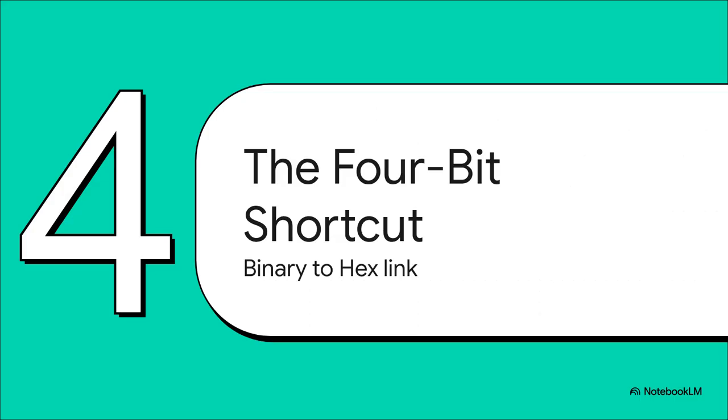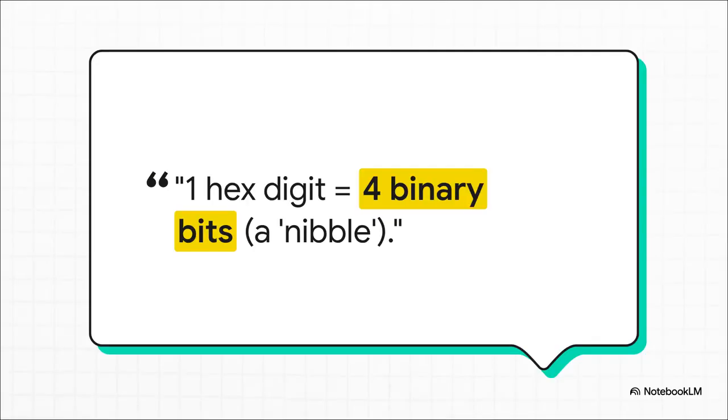How do these two systems connect so perfectly? This isn't just a happy accident. This is where the real genius is. It's all by design. And here is the secret sauce. The whole reason hex is so useful is that one single hex digit perfectly lines up with a group of 4 binary digits. 4 bits. And get this, that group of 4 bits has a technical name. It's called a nibble. Seriously. A byte is 8 bits, so a nibble is half a byte.